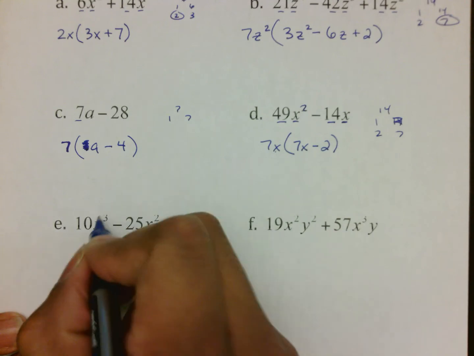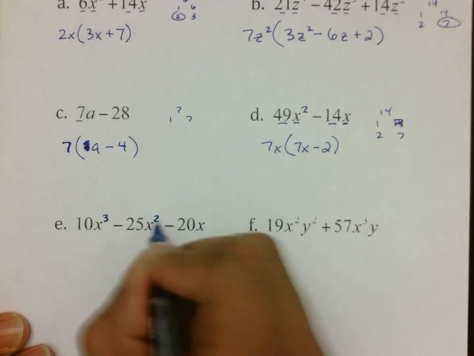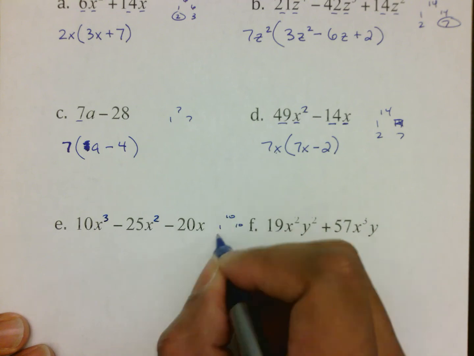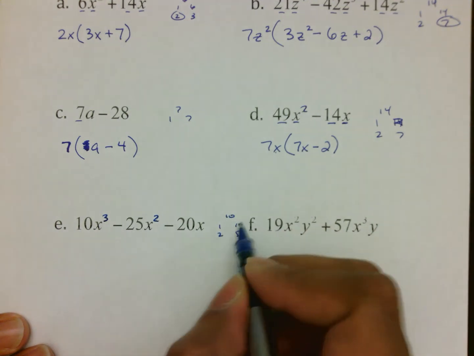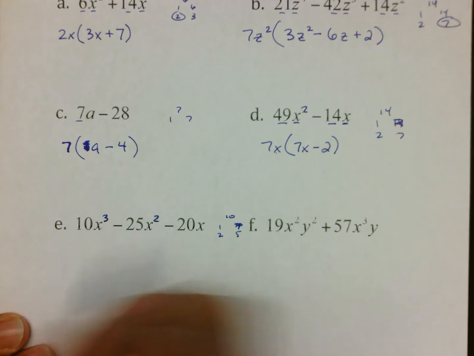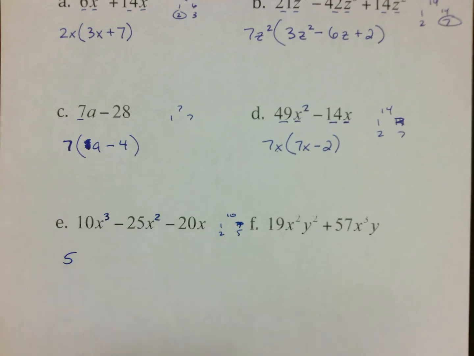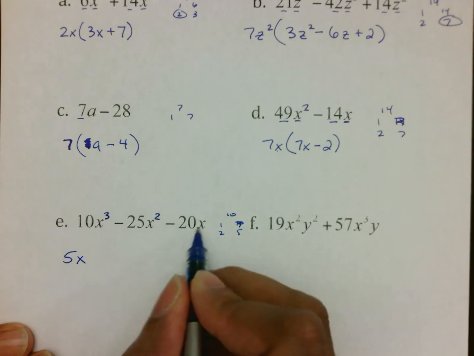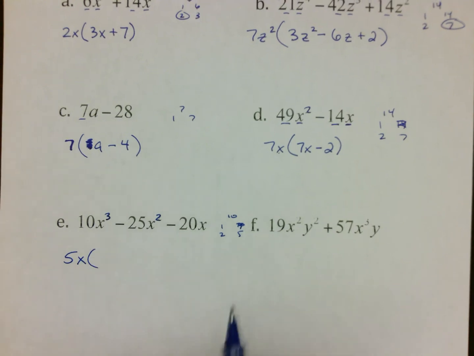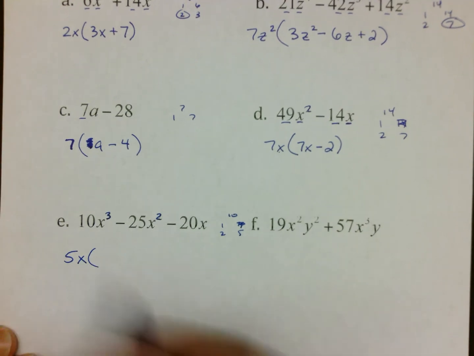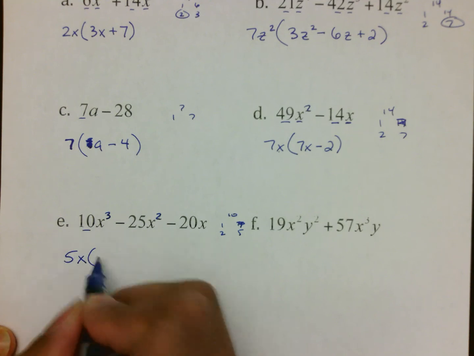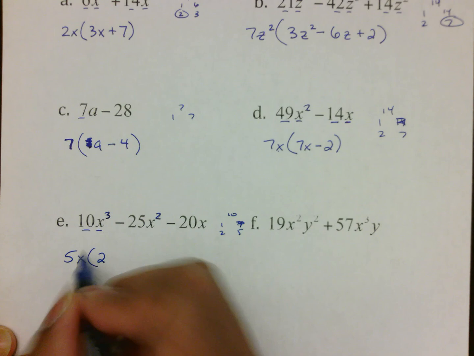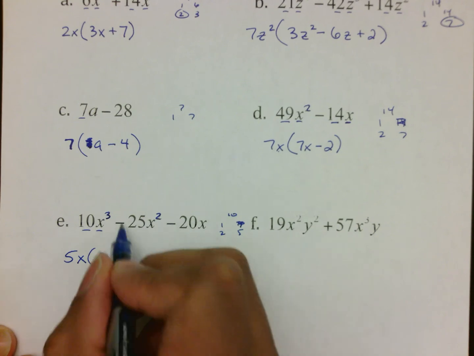10x to the third minus 25x squared minus 20x. 10 being the smallest number. 10 obviously does not go into 25, but 5 does go into all three. 5 is our number. 3 x's, 2 x's, and 1x. Of course, again, the one they have in common, the lowest amount, is 1. And again, now we change the 10. 10 divided by 5 turns into 2. To change the x to the third, I have 3 x's. I took 1 off. I'm left with 2 of them.